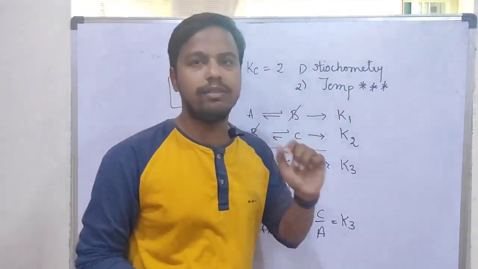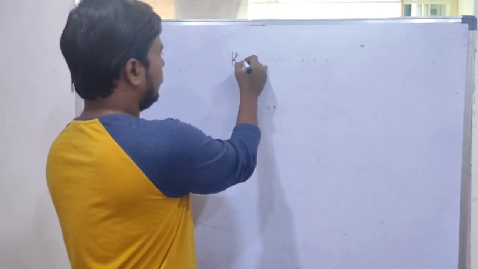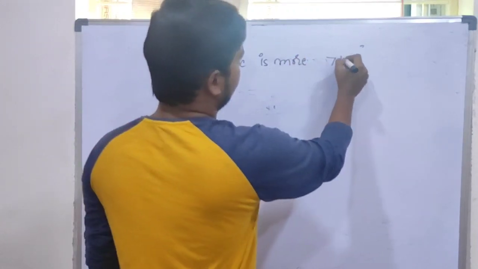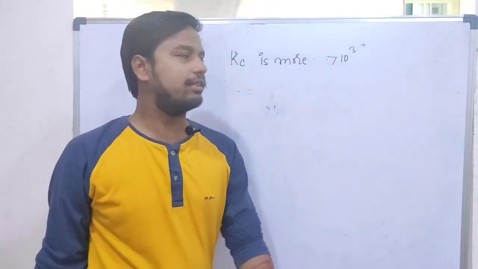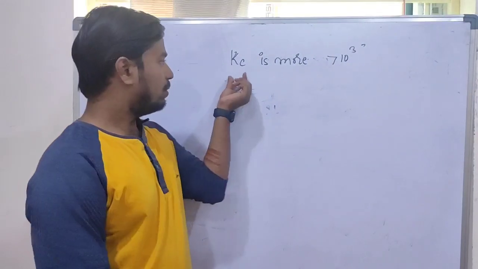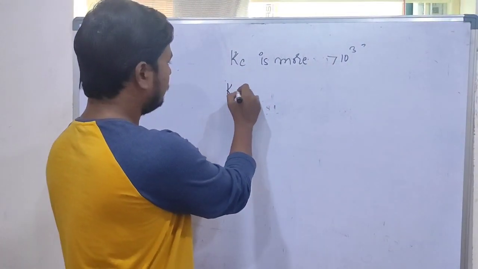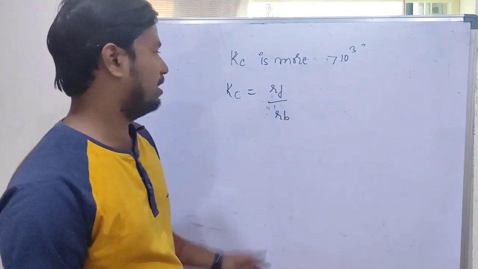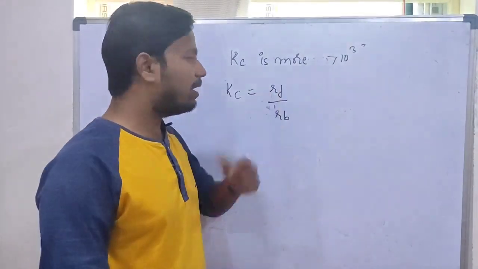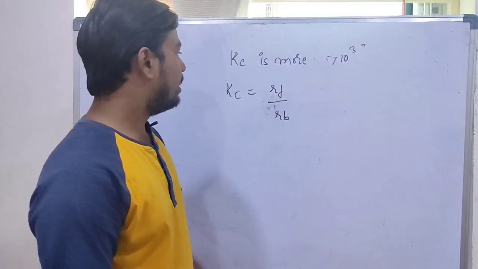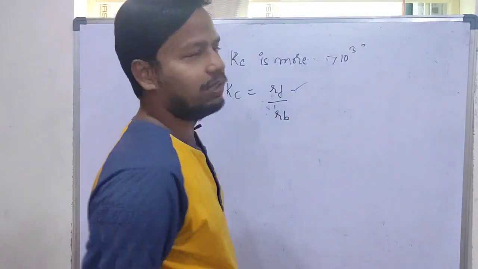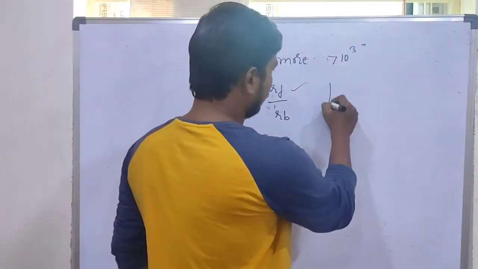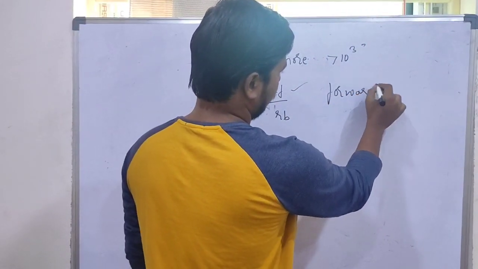Let's move on to the next topic. What if Kc is more? Say the value of Kc is greater than 10 power 3 molarity. Kc is equal to the rate of the forward reaction by the rate of the backward reaction. Kc is more means the numerator value is more, and the numerator is the forward reaction. In this way you can remember. Now if Kc is more, then the reaction proceeds in the forward direction.